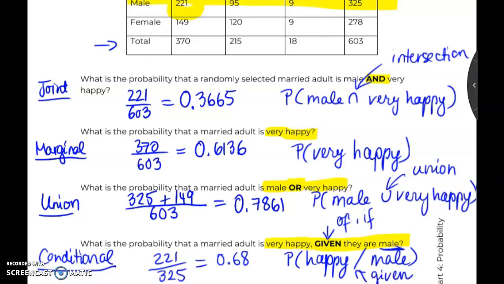Again, the first one is the intersection over here. Very happy is a marginal probability, so we just list one event. Union is like a U symbol, and then the conditional probability, we use a slash. These are all 4 types of probabilities that we can calculate from a contingency table. It's also the 4 probabilities we can calculate of any event.